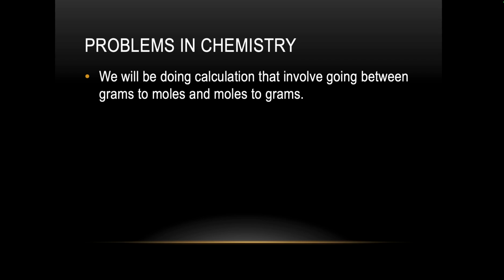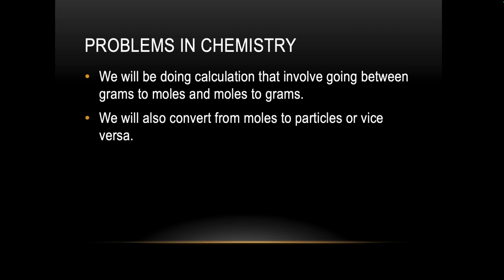Something to the real big? Yeah. It's 6.02 times 10 to the 23rd. Remember, that's just our dozen thing. 6.02 times 10 to the 23rd. But we're going to be able to go from grams to moles and moles to grams. We're already over halfway there, actually. We're also going to be able to go from moles to particles. That's the 6.02 times 10 to the 23rd. And vice versa, from particles to moles.